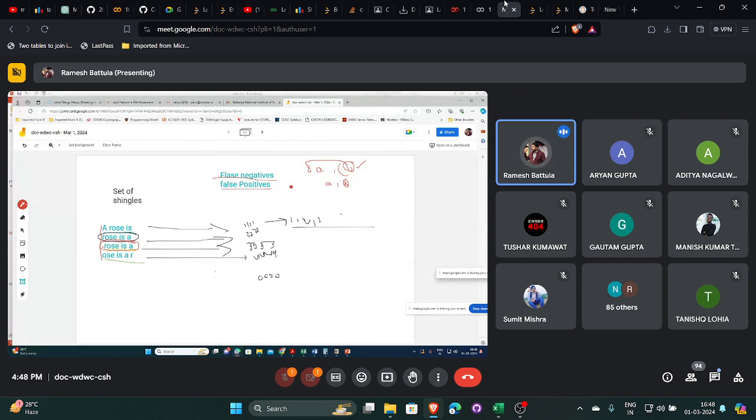Next, we discussed this in the last discussion: we need to construct a Boolean matrix. The Boolean matrix consists of rows and columns. Rows are going to be your shingles, and columns are going to be your documents. Are you okay with this?